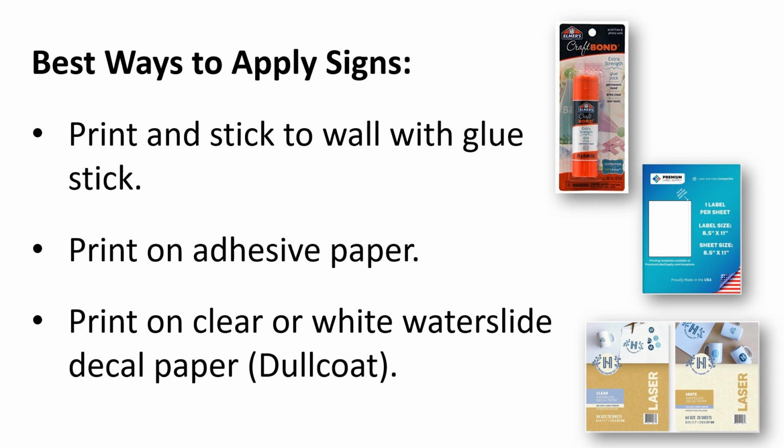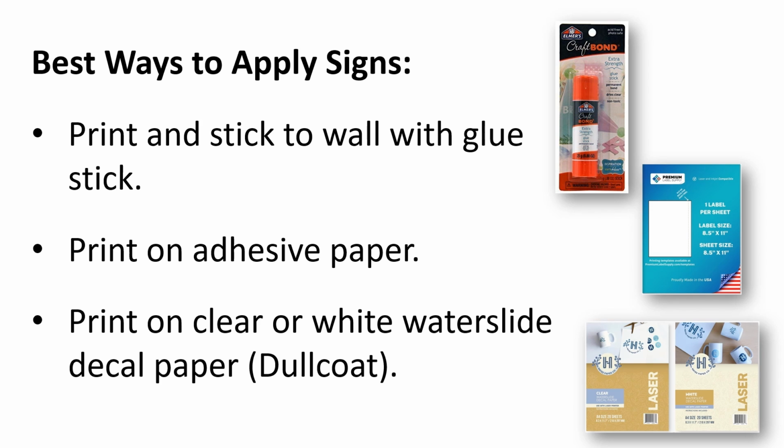Some quick tips on how to apply the images and the signs that you create. One, you can print it on regular printer paper or on cardstock paper and then cut it out and stick it with a glue stick. Most of the images that you saw in the backdrop, like the trees, the building walls, the buildings off in the distance, I just printed those on regular white printer paper, cut them out, and then stuck them to the wall with glue stick.